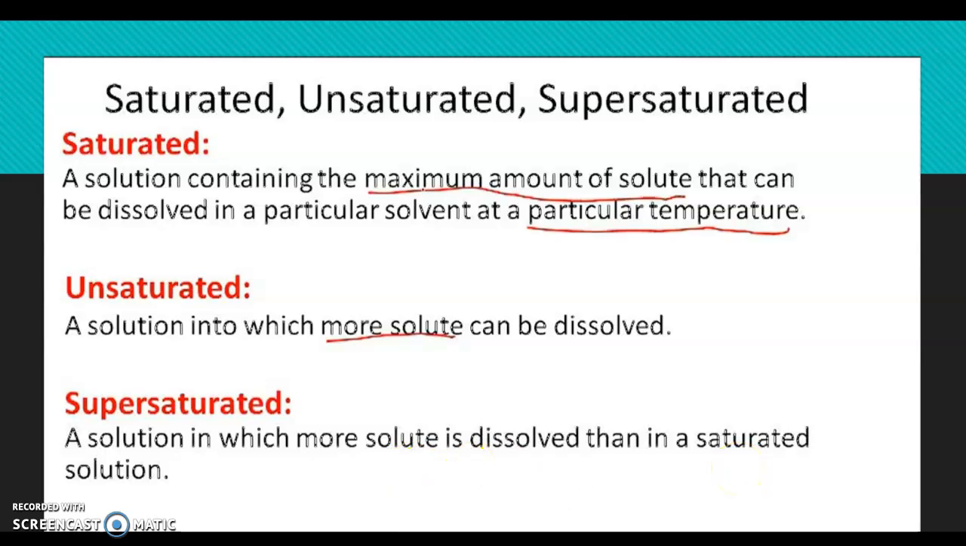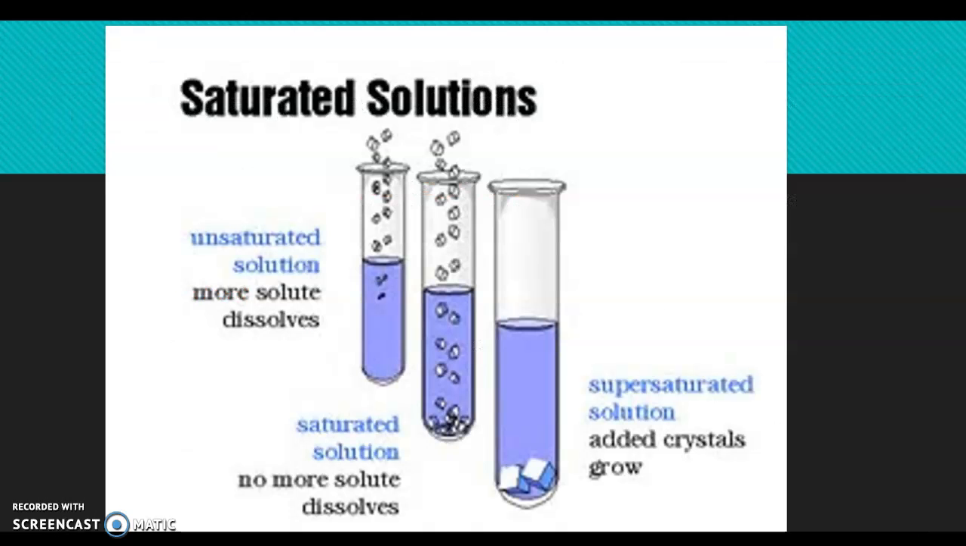I'm going to show you an image that will make a little bit more sense. In these examples, on the far left, we have our unsaturated solution. More solute can dissolve. Think of the prefix un: it is under, so I need more of it. Then we have saturated, where no more solute dissolves. Think of this as your happy medium. It's the perfect amount. Supersaturated, the prefix super is going above and beyond. I have so much that at the bottom I've got added crystals growing.